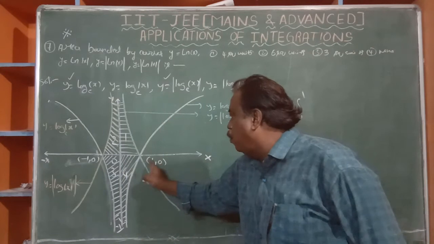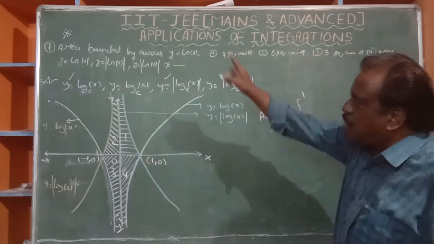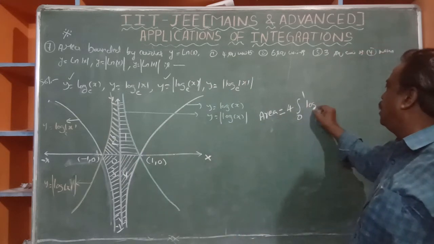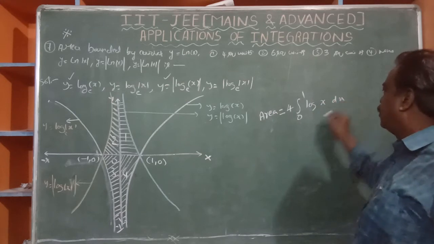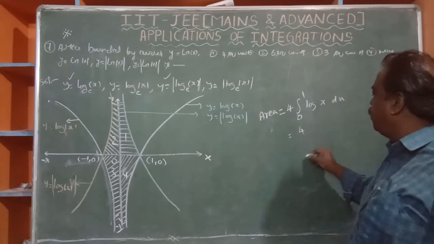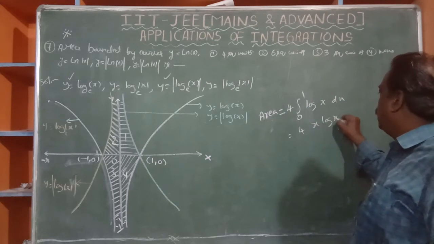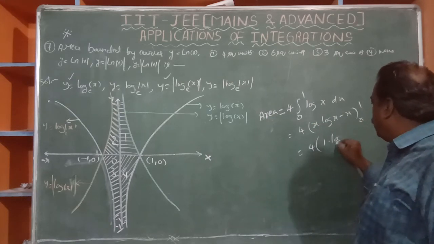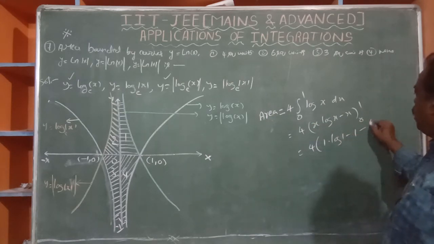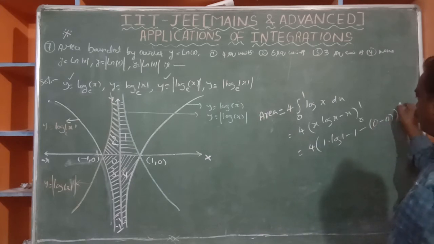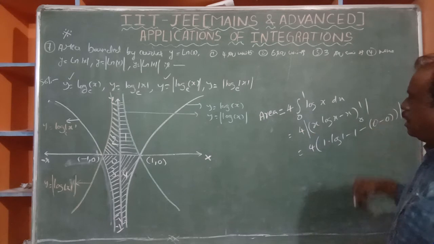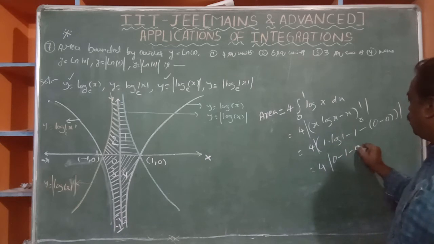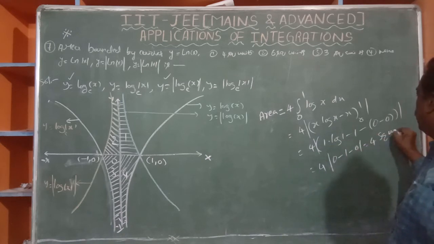The limit is 0 to 1. What is the curve? This curve. So it is log x dx. Okay? It is 4 times x log x minus x with the limits 0 to 1. It is 4 times 1 log 1 minus 1 minus of 0 minus 0. But it is put in a modulus. So it is 4 times 0 minus 1 minus 0, it is 4 square units.